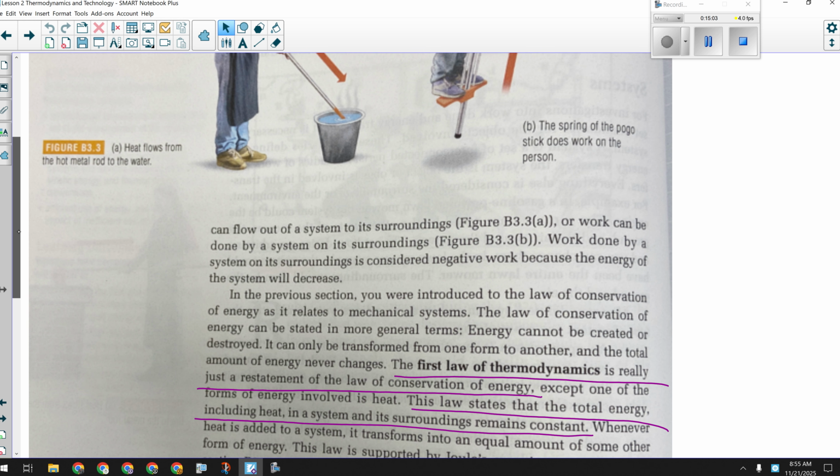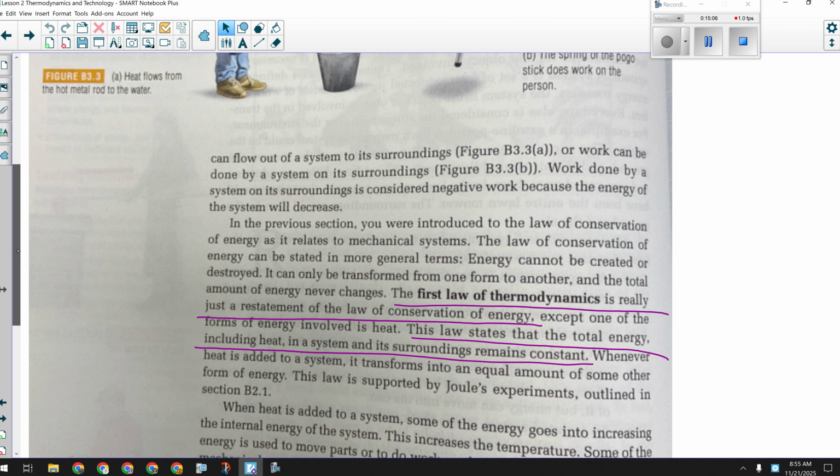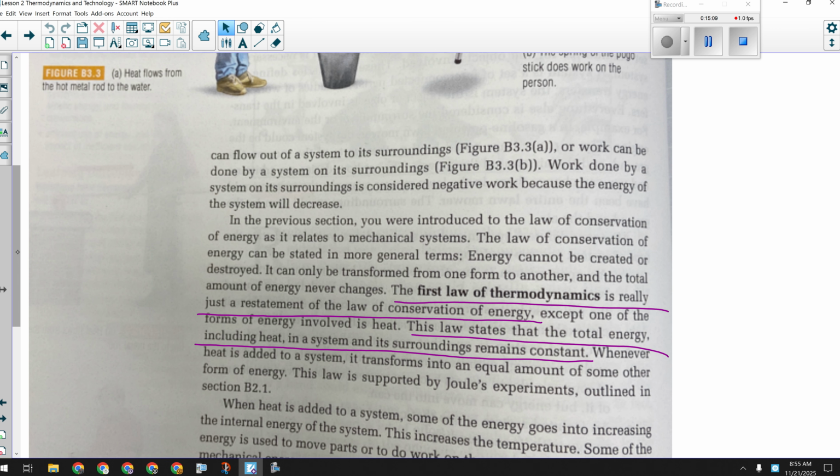Okay, so I want you to write down the first law of thermodynamics there, okay? Please excuse the interruption. So the first law of thermodynamics basically says that energy can't be created and it can't be destroyed. In other words, the energy in a system remains constant.